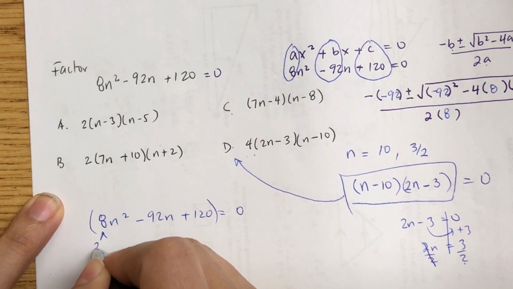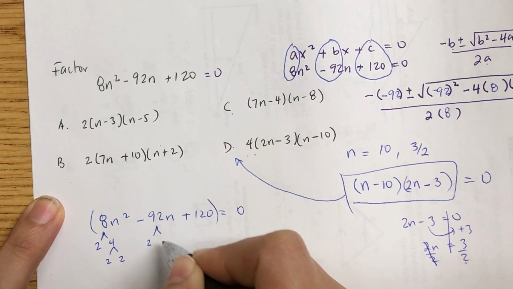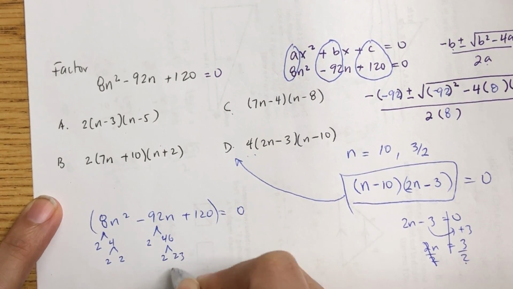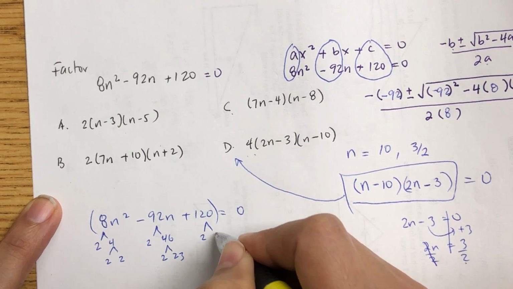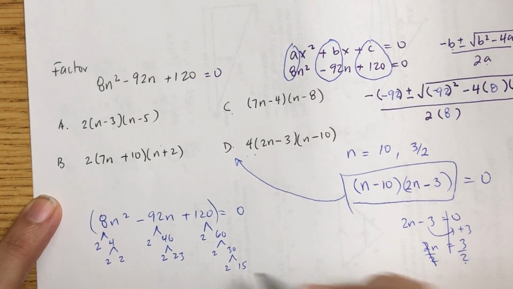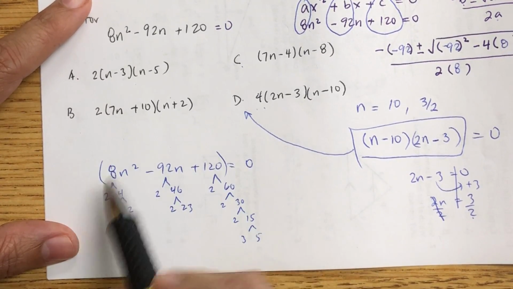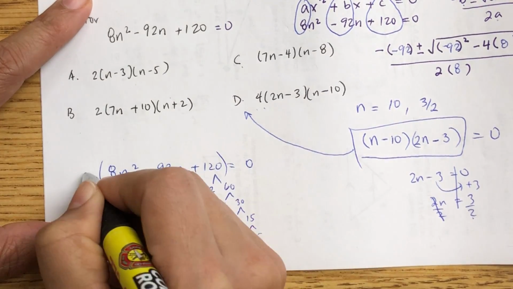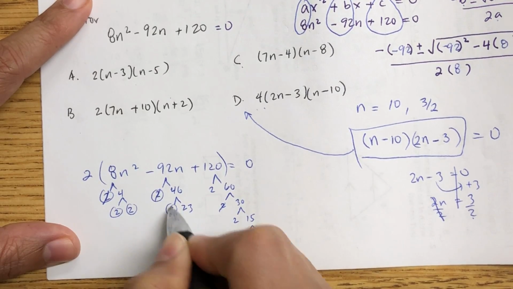So 8 breaks down to 2 times 4, which is 2 times 2, right? 92 breaks down to 2 times 46, 2 times 23. 23 breaks down to what? I think that's it, okay. 120: 2 times 60, then 2 times 30, then 2 times 15, then 3 times 5. Okay. So what numbers are in all of them that I can take out? There's a 2 in each of them. So I take a 2 out. Then out of the remaining numbers, let me put circles so that you don't get confused.